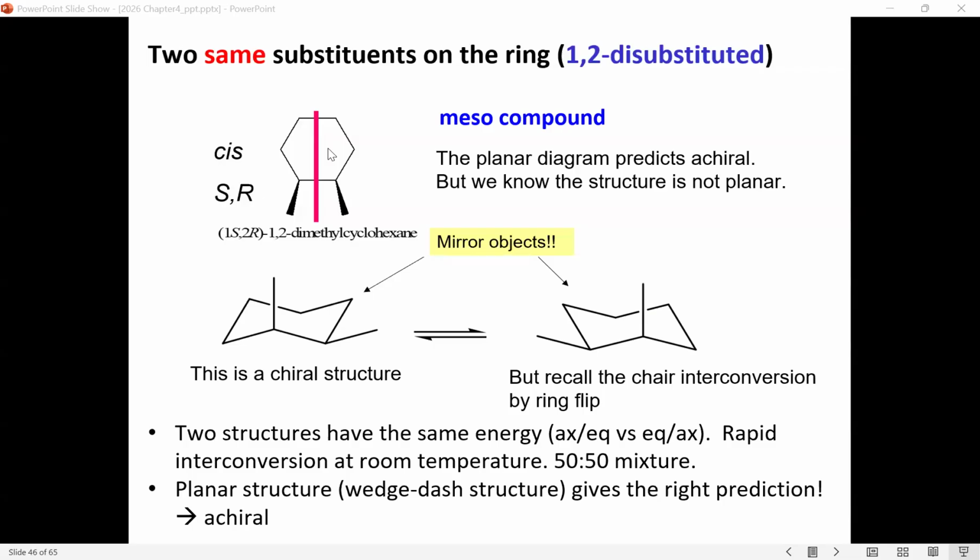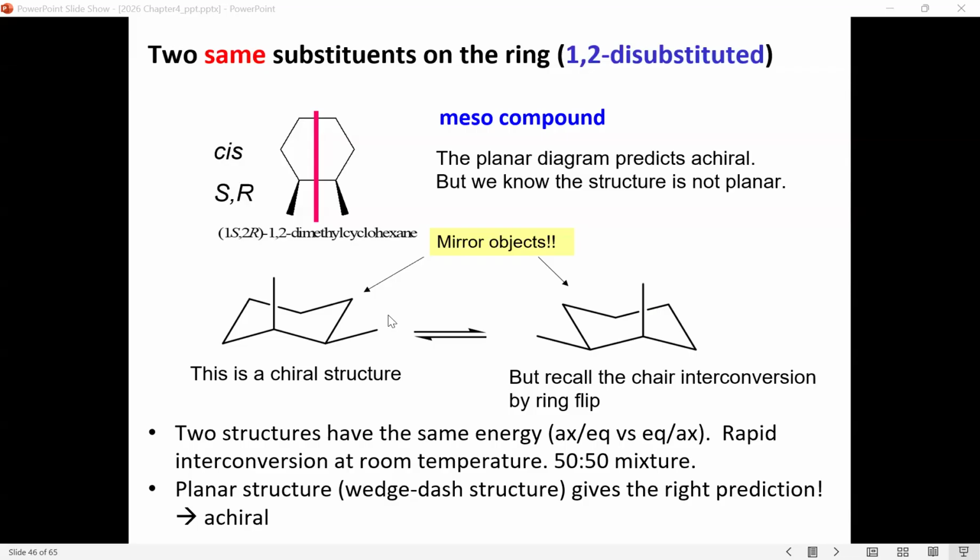So the conclusion here: for cycloalkenes, especially cyclohexene, the planar structure gives you the right conclusion. If the planar structure shows achiral, then the whole molecule should also be achiral. Don't worry about the chair conformation.